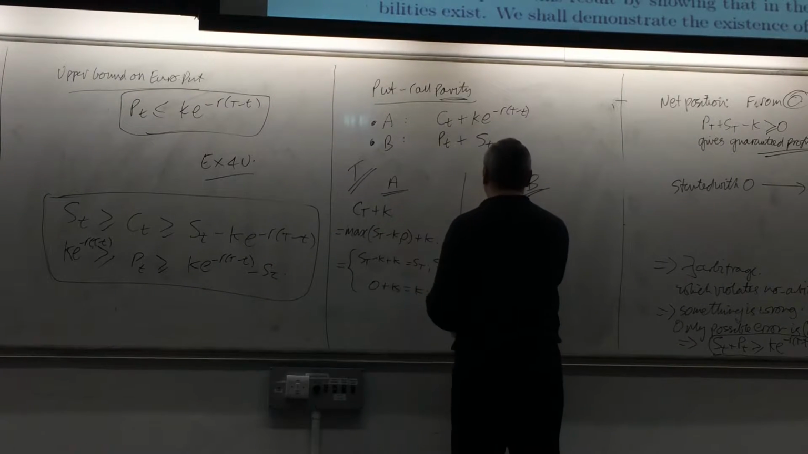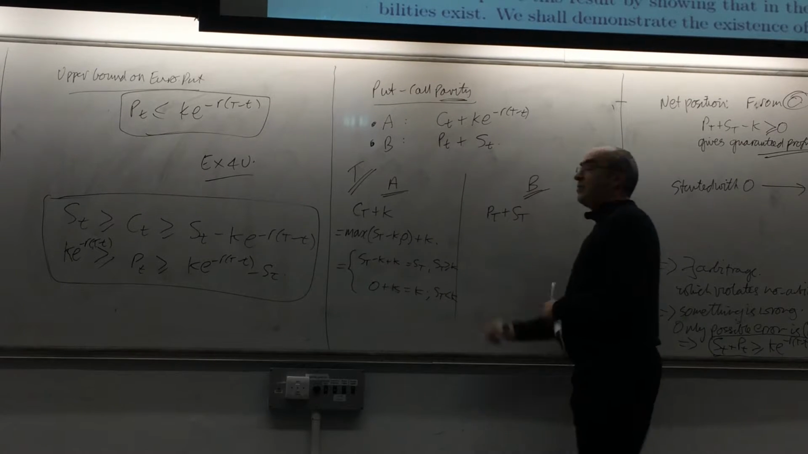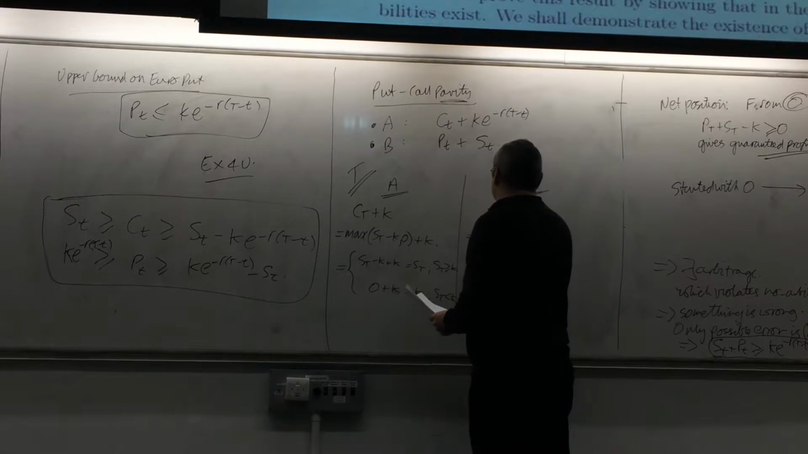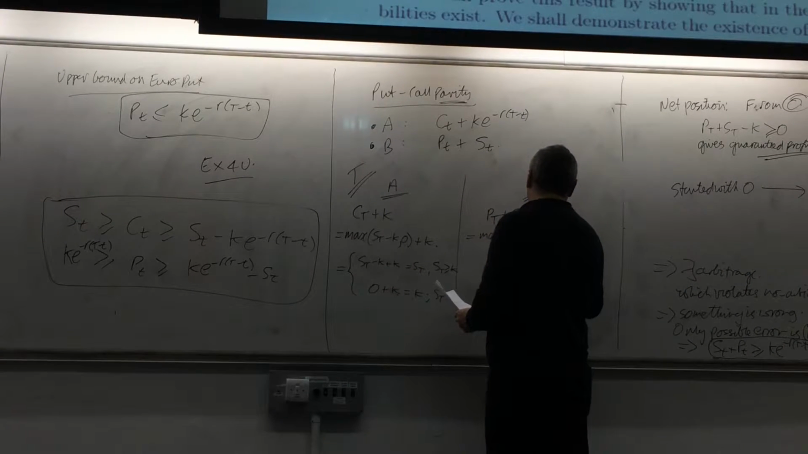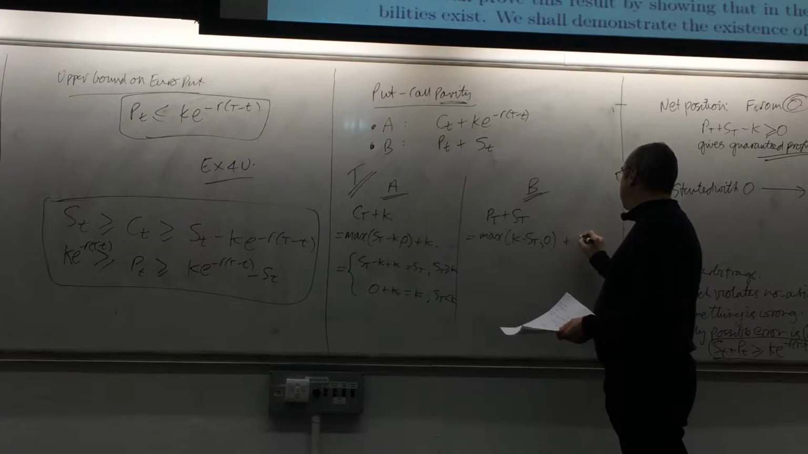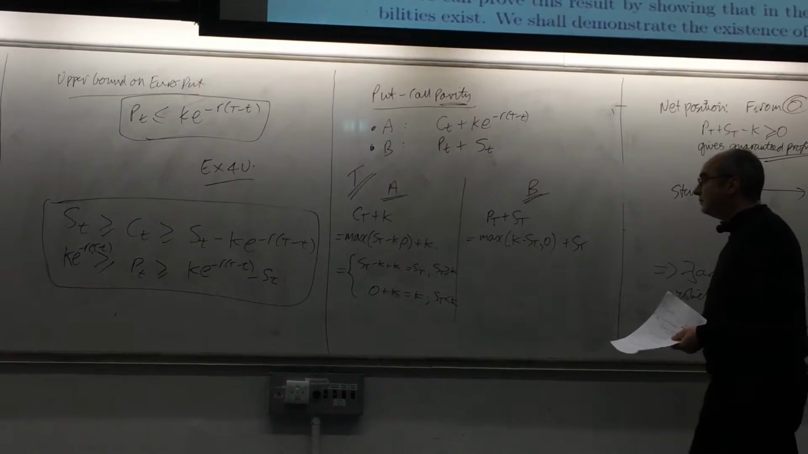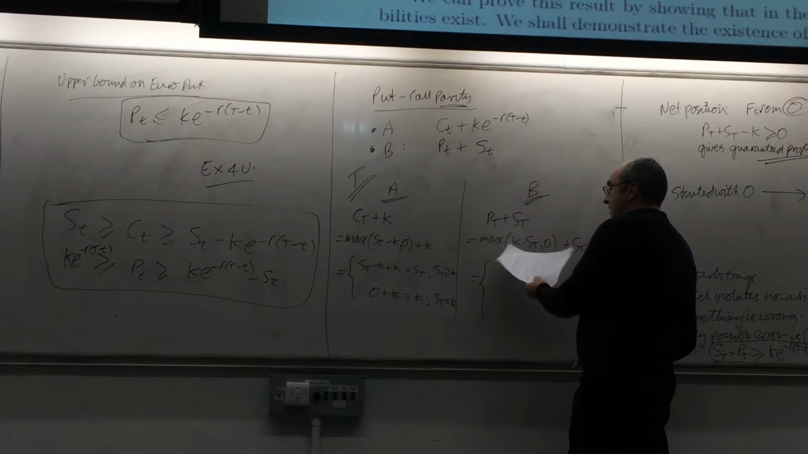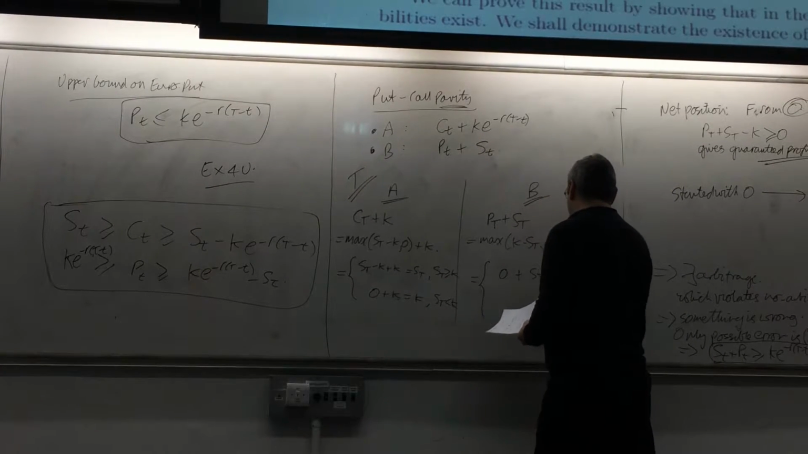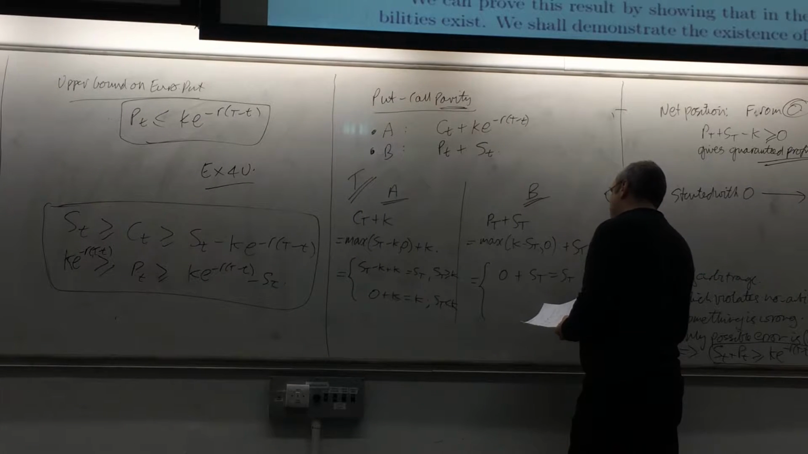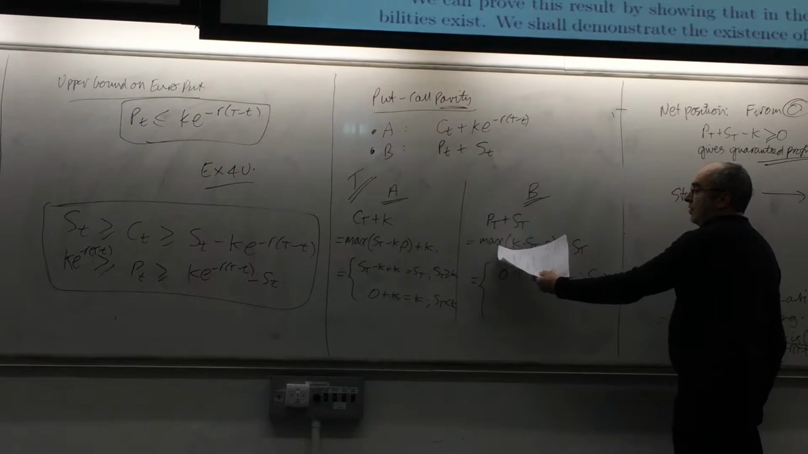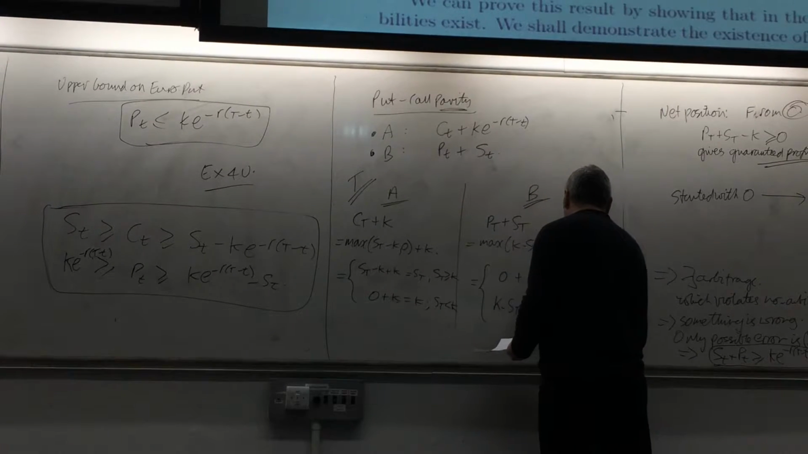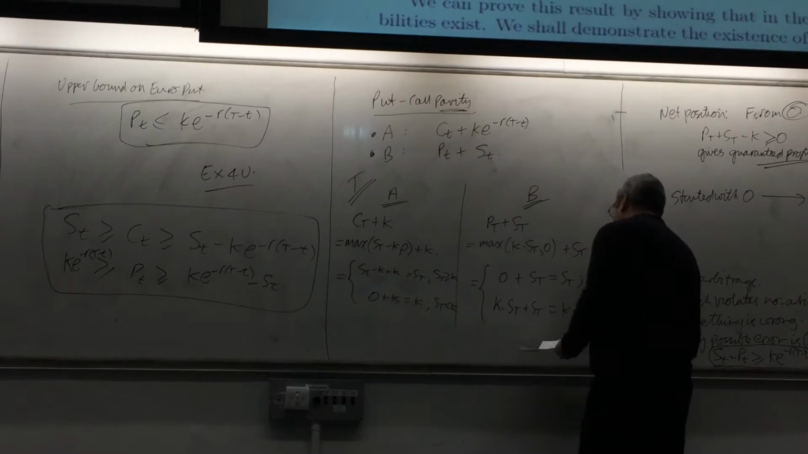If I now look at the value of portfolio B, at expiry it's PT plus ST. What's the value of PT at expiry? It's the maximum value of K minus ST and 0. The value of ST is just ST. If I see what that equals, well, for ST greater than K, this is 0 plus ST. So it's ST for ST greater than or equal to K. And for ST less than K, it's K minus ST plus ST, which is K for ST less than K.